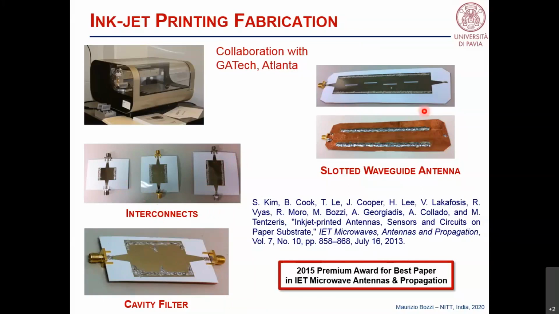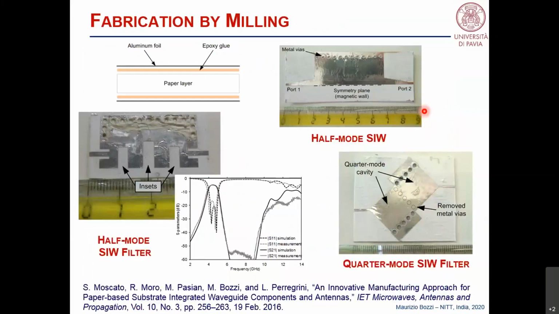So this was a quite interesting solution that allowed us to implement straight interconnects, cavity filters, or slotted waveguide antennas, like in this case. But there was also another solution that we implemented in Pavia that was based on the use of aluminum foils. So in this case, we adopted a thick paper layer, and we glued aluminum foils on both sides. This solution permits to obtain a laminated substrate like the one you can buy from a retailer like Taconic or Rogers or these providers.